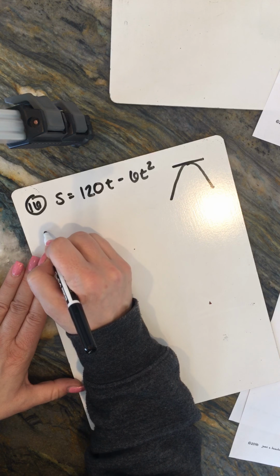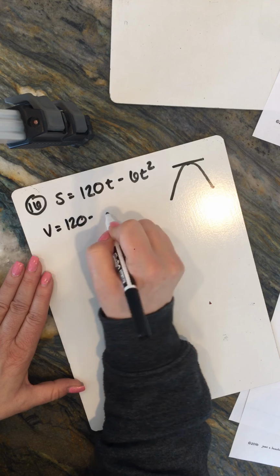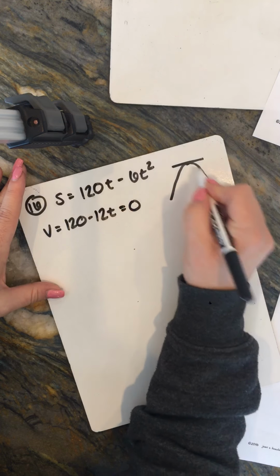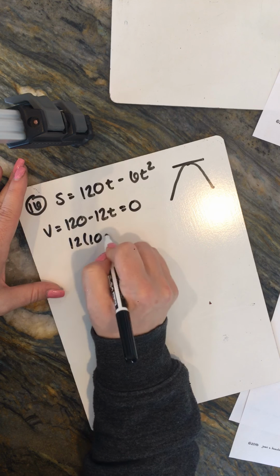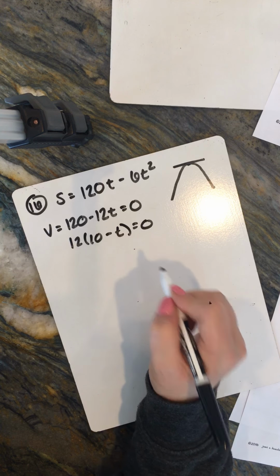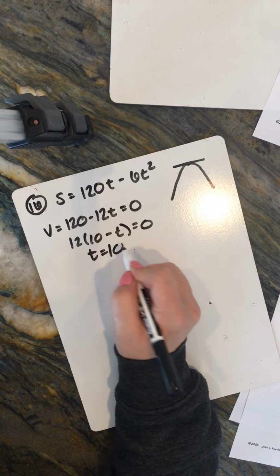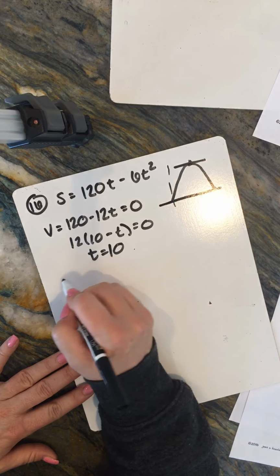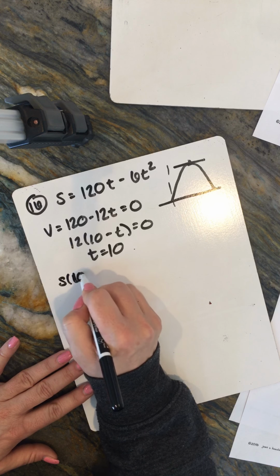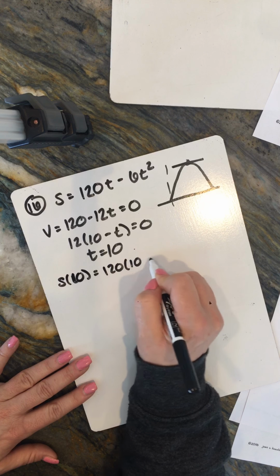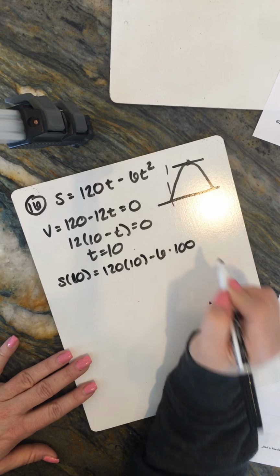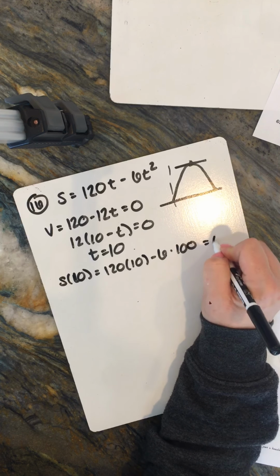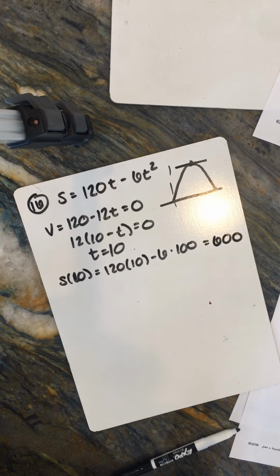So let's find the derivative, which is the velocity. So 120 minus 12t. We can factor a 12 out of this, set it equal to 0, right? Factor a 12. So we get 10 minus t equals 0. So t equals 10. So at 10 seconds, it's going to hit this high point. So let's find out how high that is. So find s of 10. So 120 times 10 minus 6 times 100. And you math it, right? And you should get 600 for that. So there you go. Let me know if you have more questions.